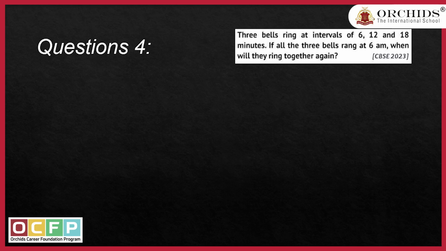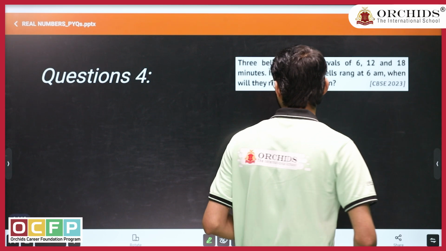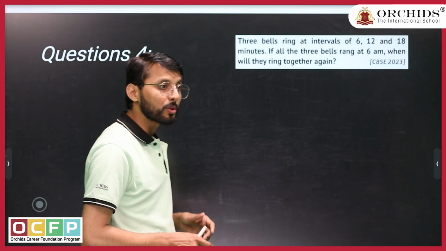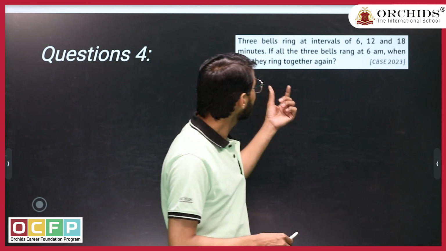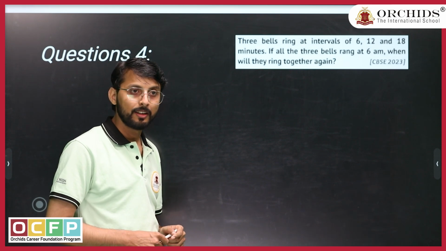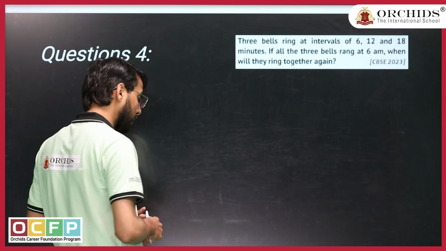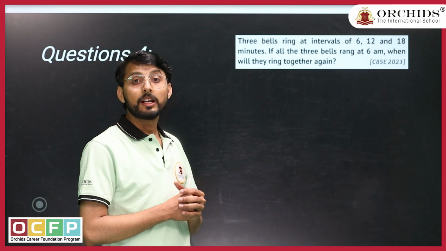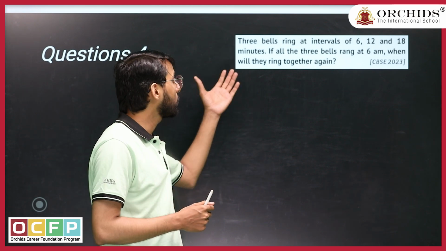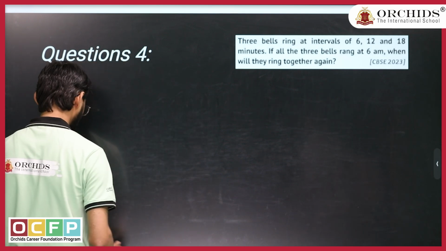Now, is this question a little bit different from what we have learned just now? Till now we were doing proving questions, but this question is something else, where it is written: 3 bells ring at intervals of 6, 12 and 18. How does this become a real number question? This is a part of real numbers where you are going to apply the application part, HCF or LCM. It all depends on your logical thinking. Let's first read what they have given, then we will go further.